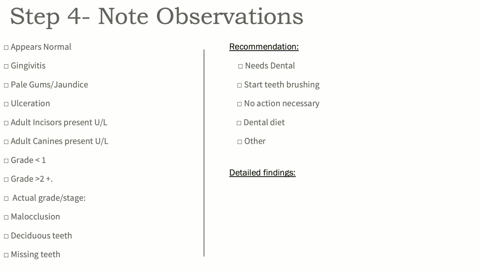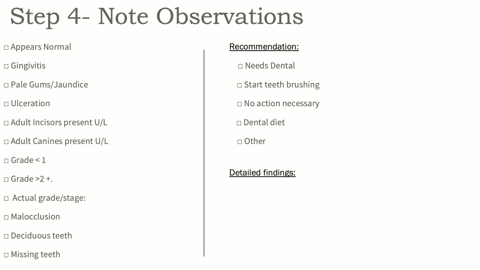And then you can actually write their actual grade or staging. Do they have a malocclusion? So underbite, overbite, maybe their teeth are extremely crowded. Are there any deciduous teeth present that may need to be removed? Are there missing teeth that may need to be investigated via dental x-ray just to be sure that they're not causing other problems, especially if you see inflammation on the gum line, but you can't actually see a tooth?